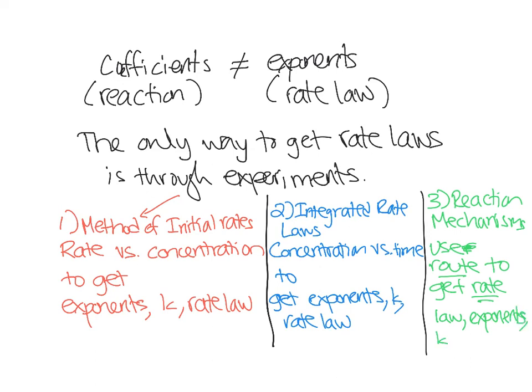3 ways of using reaction data. One that involves rate versus concentration, one that involves concentration versus time, one that involves figuring out what kind of compounds, the route, get you to the rate. In all cases, you're going to get the exponents, the K, and the rate law, but just slightly different ways of doing it. And so we'll be looking at those in depth over the next several days of class.